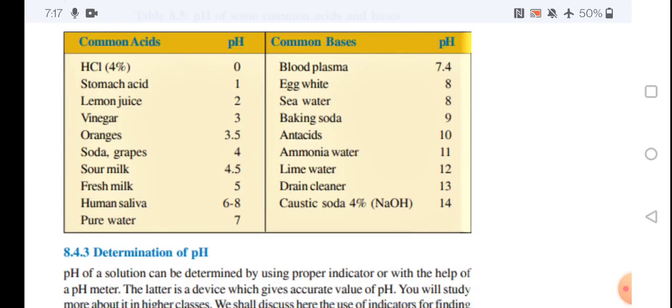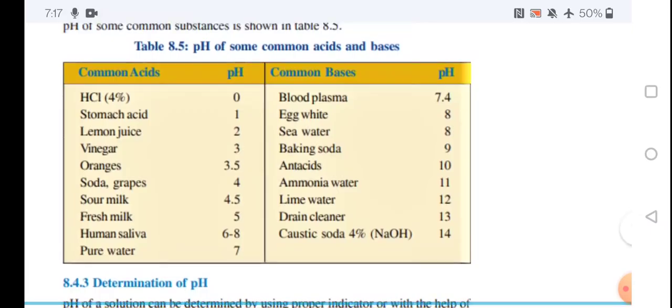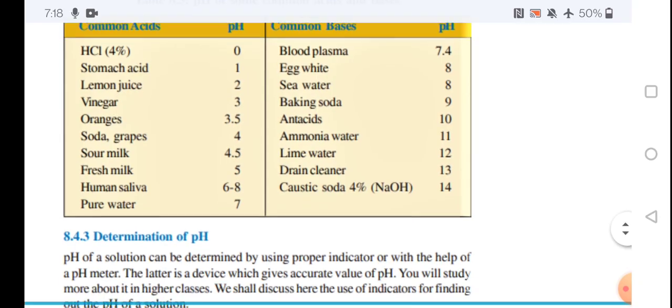Some of the bases: blood plasma, pH value is 7.4. Egg white 8. Sea water 8. Baking soda 9. Antacids 10. Ammonia water 11. Lime water 12. Drain cleaner 13. Caustic soda, that is equal to 14.